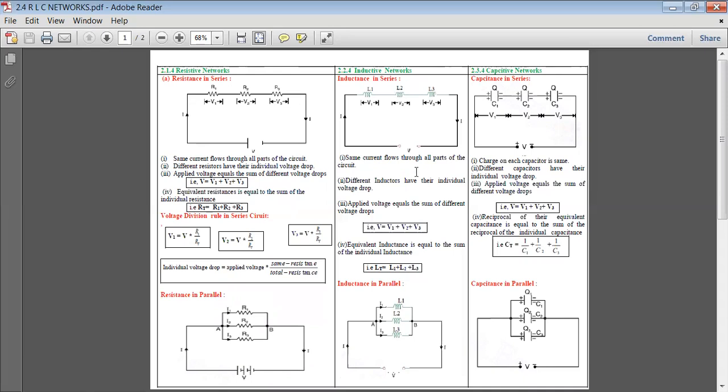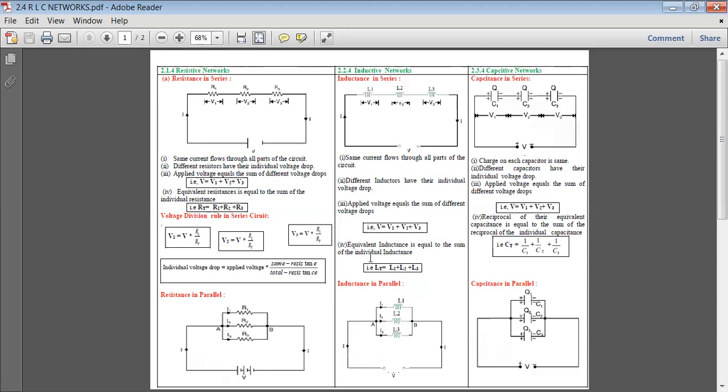Different inductors have their individual voltage drops. In resistance also, the same point applies. Now the third point: applied voltage equals the sum of different voltage drops. V is equal to V1 plus V2 plus V3.